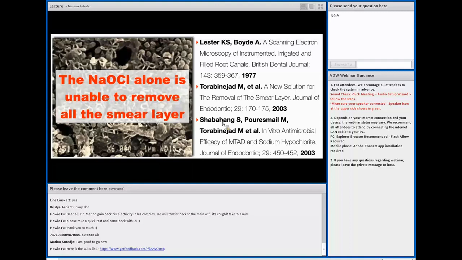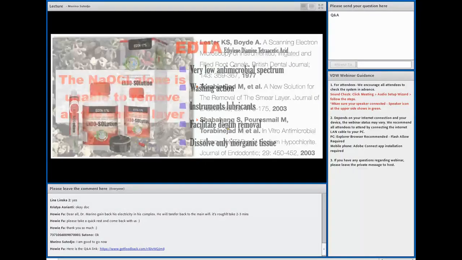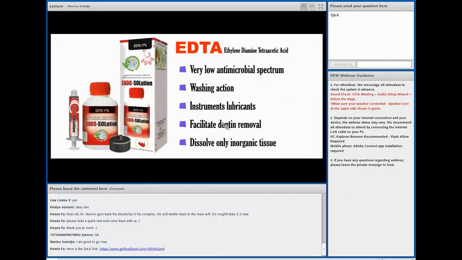Maybe you remember the evidence that I talked about previously, when they scraped only one half side with instrumentation and left the other side uninstrumented. On the side that had been scraped by instrumentation, if you use sodium hypochlorite alone, the smear layer is still there. So it means we need something in combination with sodium hypochlorite. In this case, it is EDTA. EDTA, also known as ethylenediaminetetraacetic acid, is a material that we use to dissolve this kind of smear layer. And it also works as a lubricant.